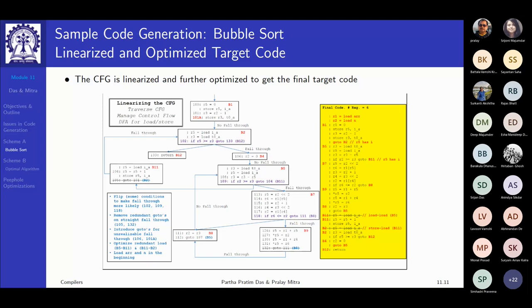After that, you rewrite the code using the registers that have been allocated. And then for linearization, you first check whether fall throughs can be maximized in the code. This does not guarantee that you will always have a better choice, but this is a good heuristic to take.